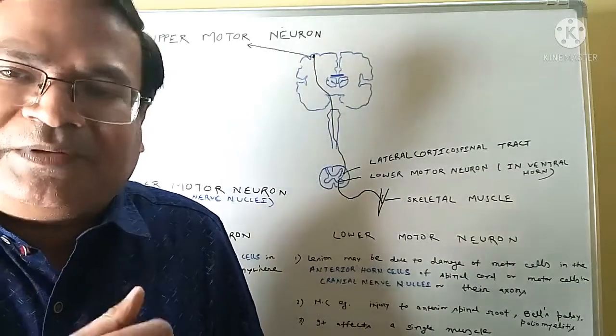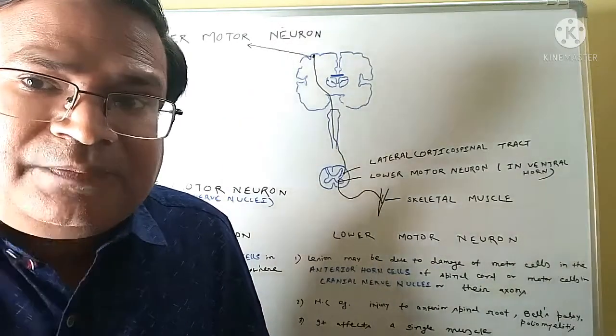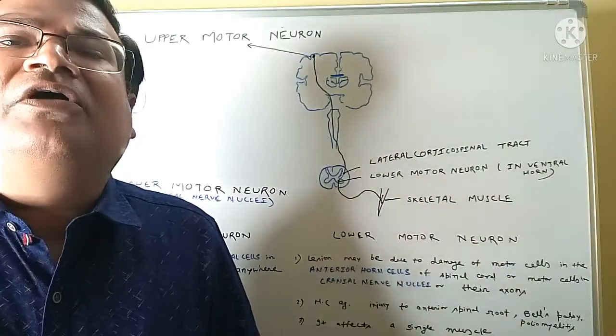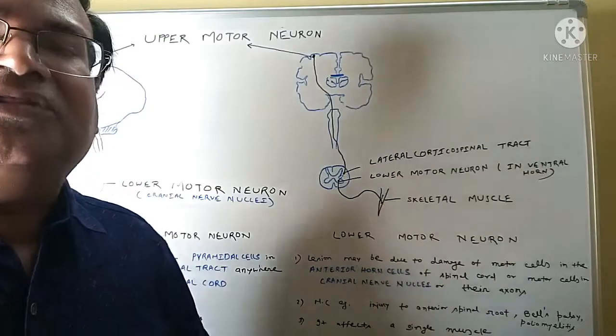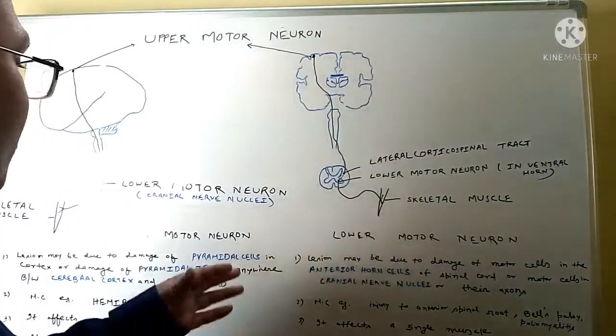That is quadriplegia. And the next term is quadriparesis. Weakness in all the upper and the lower limbs is called quadriparesis.